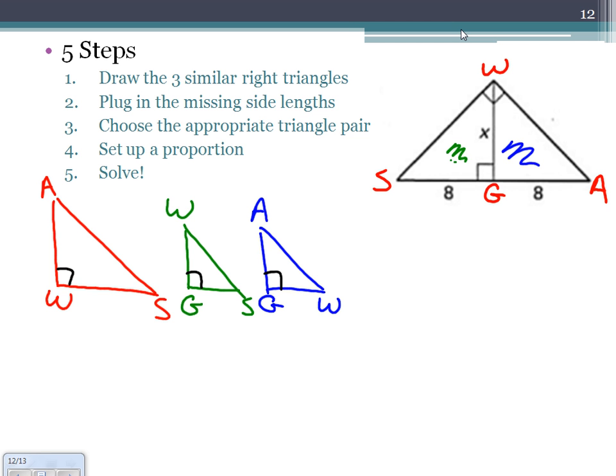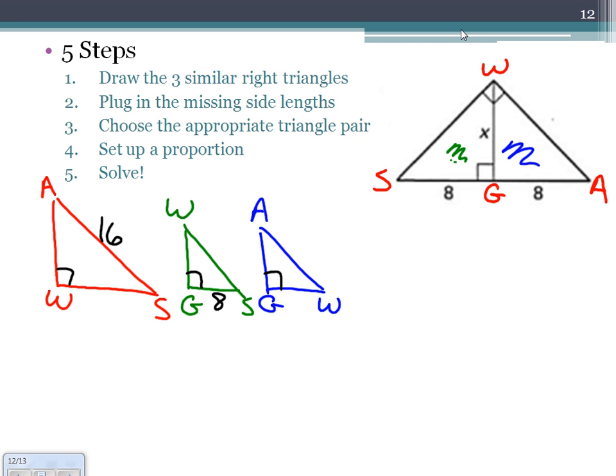Plug in what? Numbers. The missing sides. So, what value do I want to do first? AS? So what is AS? 16. 16. Good, you have to add that. What else do you want to do? WS, I heard. Do we know what WS is? No. What other one do we want to do? SG. What's SG? Where do you see it? Right there. Which one? Which color? Green. Green. What else do you want?